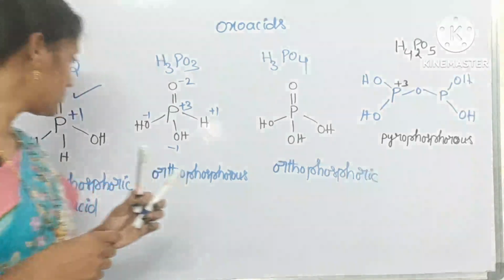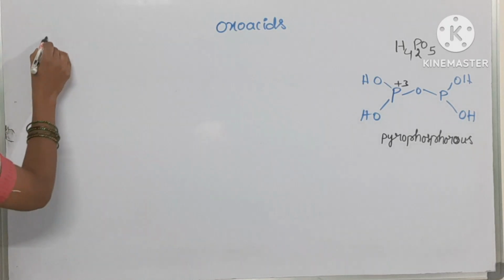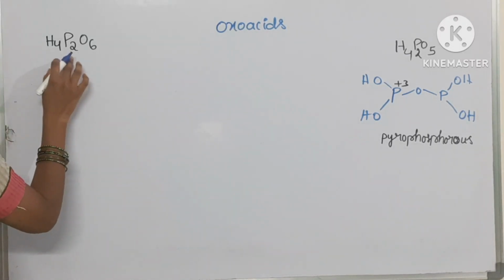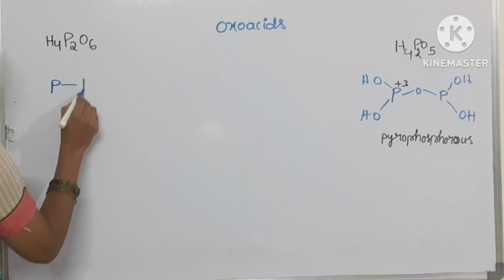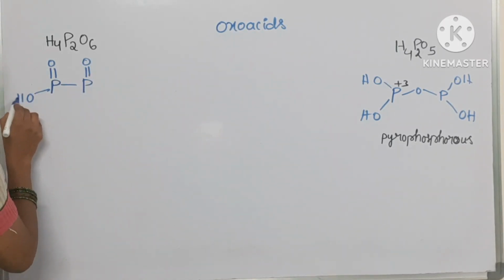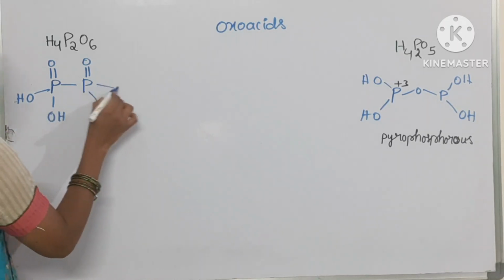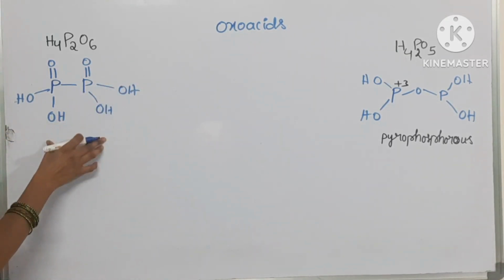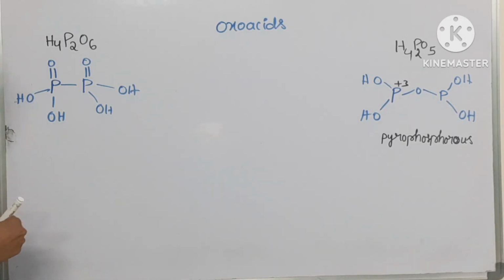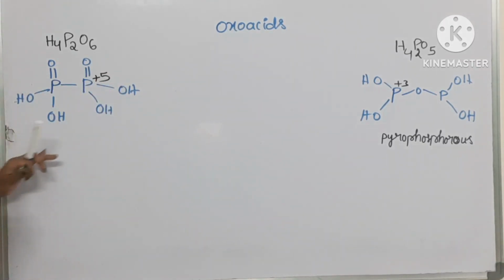Then you can move on to H4P2O6. This is the hypophosphoric acid. Here phosphorus connects to another phosphorus, with P double bond O, and the remaining are OH groups. 1, 2, 3, 4, 5 oxygens completed, the remaining also OH. See here 4 OH groups are there, remaining are P double bond O groups, and 1 P single bond P is there. Here the oxidation state of phosphorus is -1, -1, -2, +5. Its oxidation state is the +5 oxidation state.